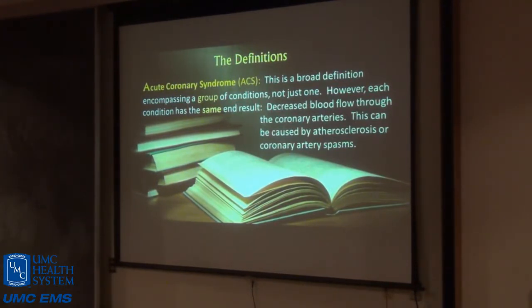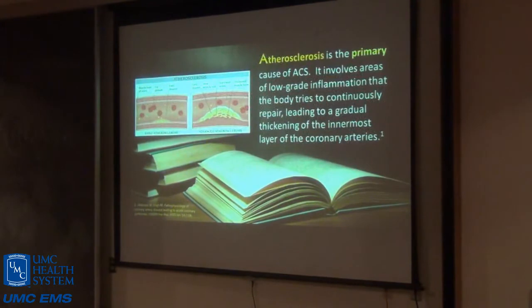So first of all, let's just define this. This is a broad definition for a group of conditions, not just one. This talks about, basically at the end of the day, decreased blood flow through our coronary arteries. That's what ACS stands for. Whether this may be from plaque buildup, or whether it may be from narrowing of the arteries, or all the way up into a coronary spasm. ACS is defined as these things.